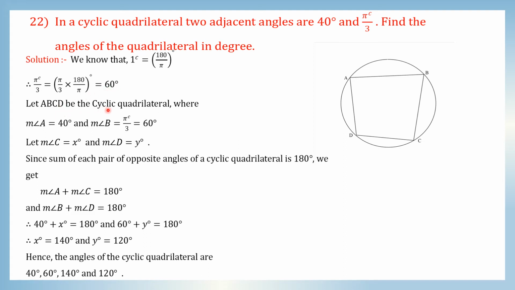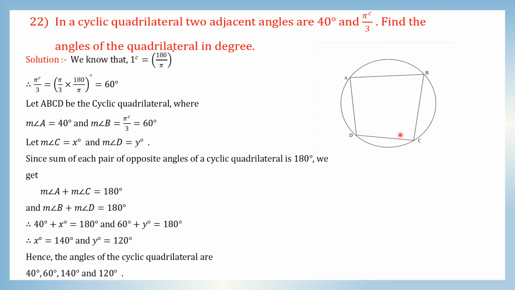Let ABCD be a cyclic quadrilateral. We are given two adjacent angles. One is 40 degrees, second is π/3 radian. Suppose the measure of angle A is 40 degrees. Also the measure of angle B equal to π/3 radian equal to 60 degrees. These are two adjacent angles: one is 40 degrees, second is 60 degrees.